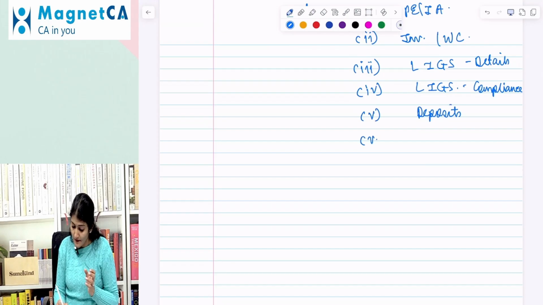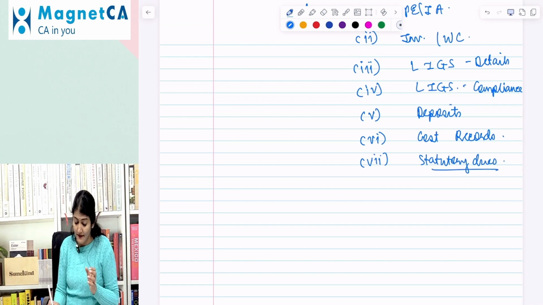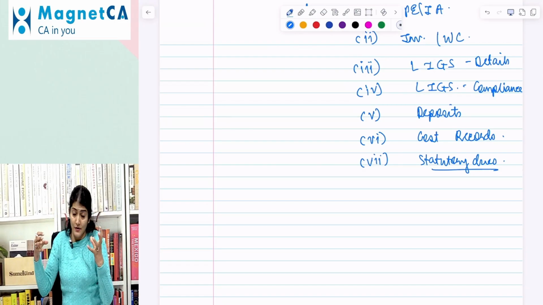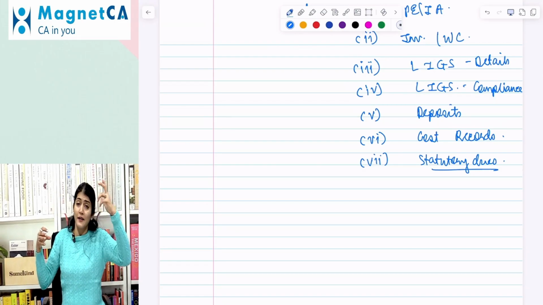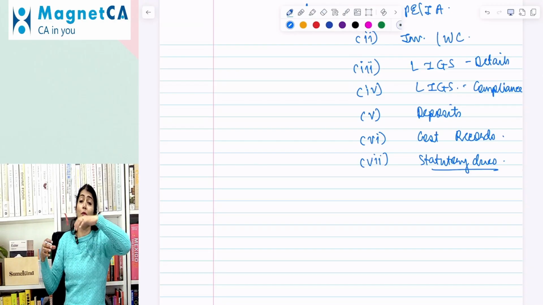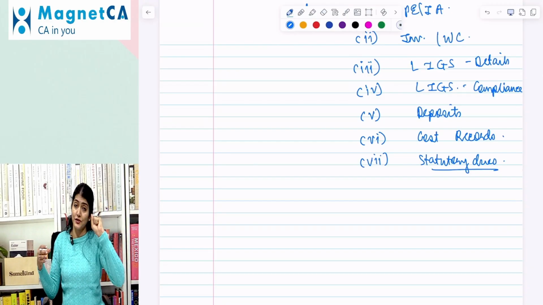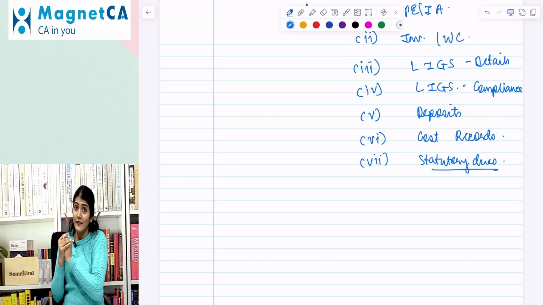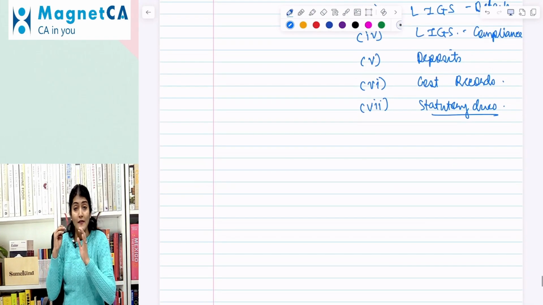Then clause 6, which is regarding the cost records. Then clause 7, which is regarding statutory dues. Clause 7 is divided into 7A and 7B, undisputed and disputed. For undisputed, regularity of payment and amounts outstanding for more than 6 months as on the balance sheet date. And for disputed statutory dues, the amount involved and the forum where the dispute is pending.